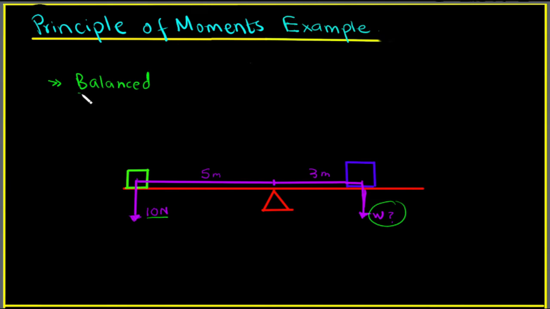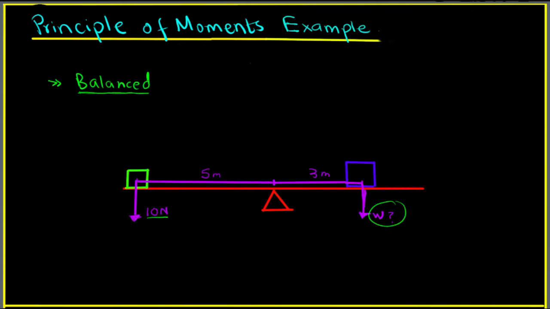So the first thing that we can see is that it is balanced. That means the principle of moments is actually followed, because the principle of moments was for balanced cases. If you can recall, it stated that for a system to be in a balanced state, the sum of the counterclockwise moments should be equal to the sum of the clockwise moments, right? So this is a case of a balanced system, so the total counterclockwise moment should be equal to the clockwise moment.